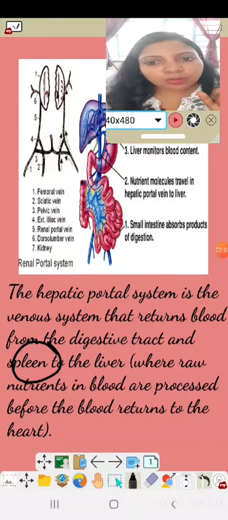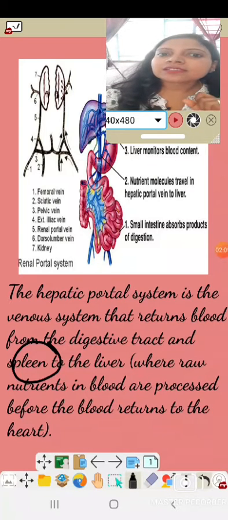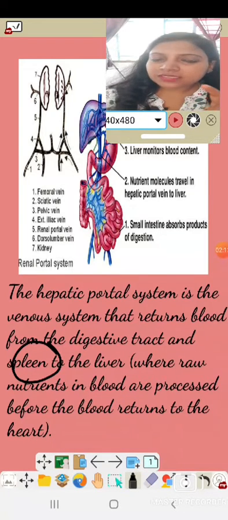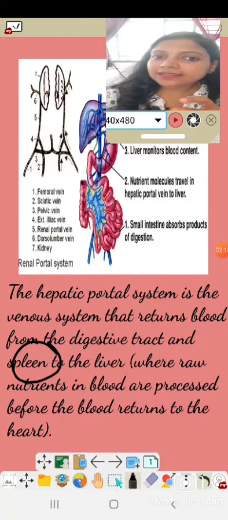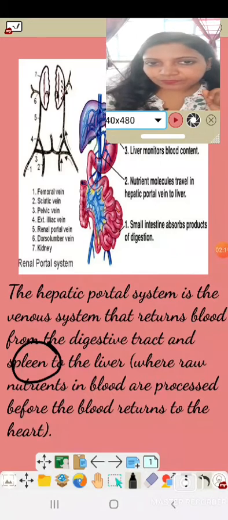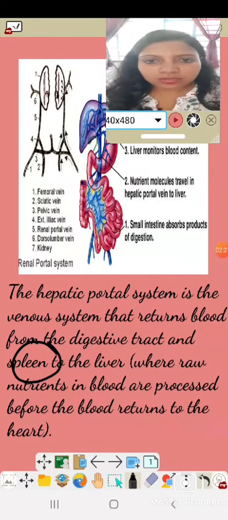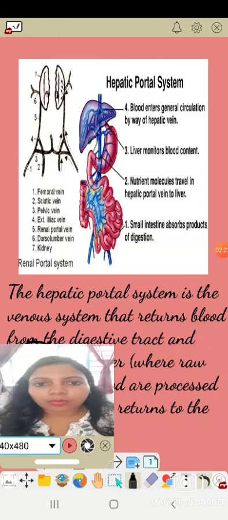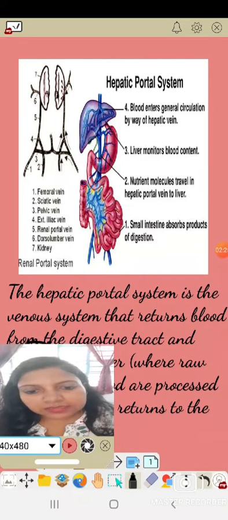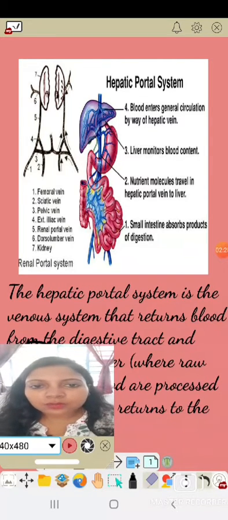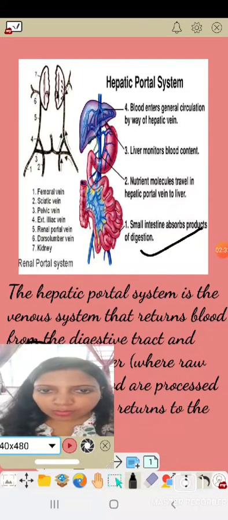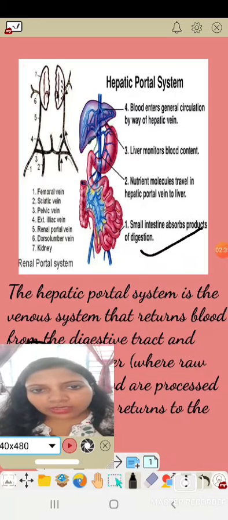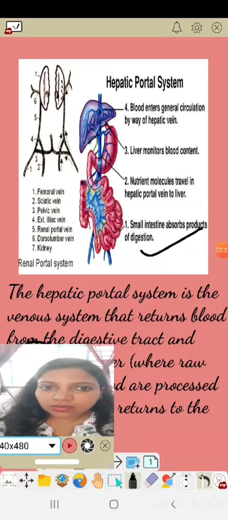So, in the hepatic portal system, what are the processes taking place? First is the hepatic portal vein, which starts from the capillaries and ends in capillaries in the liver. Okay. So, hepatic portal system. Let us see the points here. The first one, the small intestine absorbs the products of digestion. Then in the second process, what happens? The nutrient molecules travel in the hepatic portal vein to the liver.